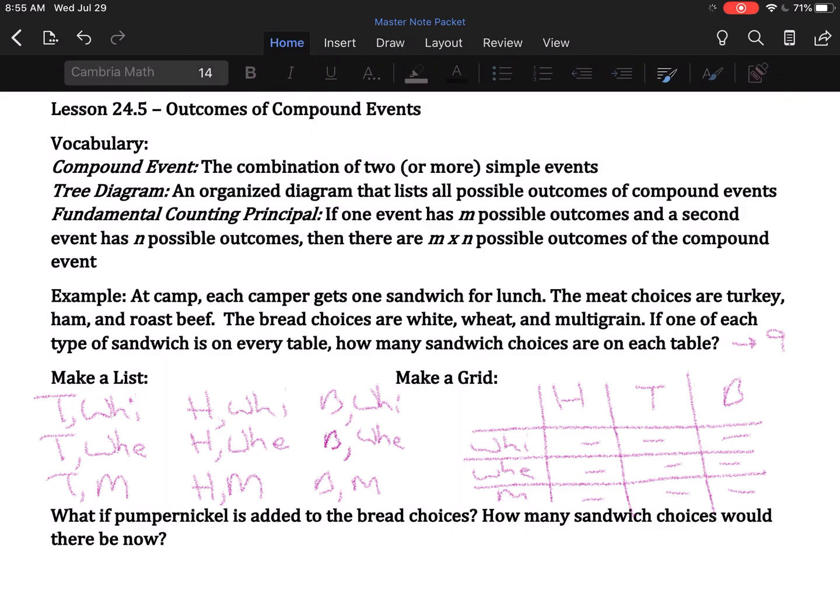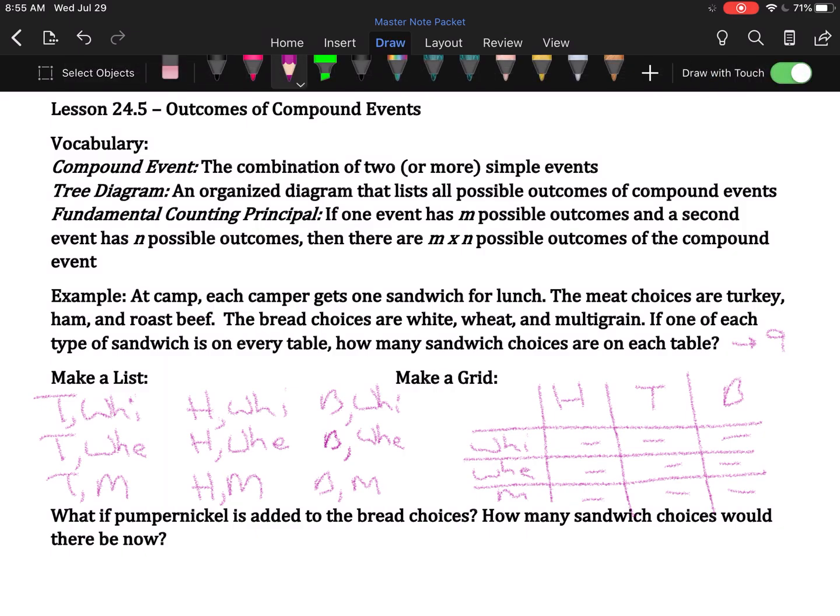What if pumpernickel is added to the bread choices? How many sandwich choices would there be now? Okay, now this time I want to show you the fundamental counting principle. So how many meat choices are there? Well, 3. We haven't added any to that. It's still turkey or ham or roast beef. How many bread choices are there? Well, now there are 4. White, wheat, multigrain, and pumpernickel. So how many combos are there? The fundamental counting principle says I can do 3 times 4 and say there are 12 combinations.